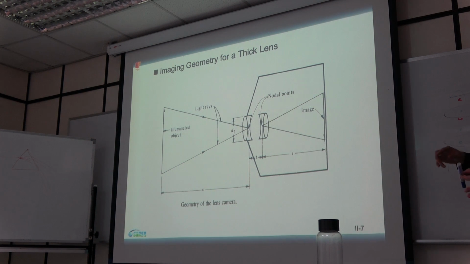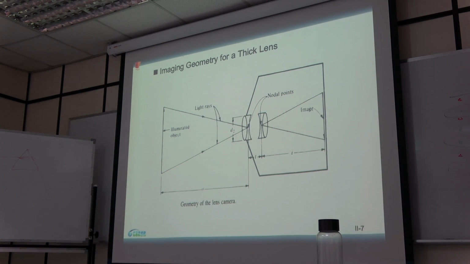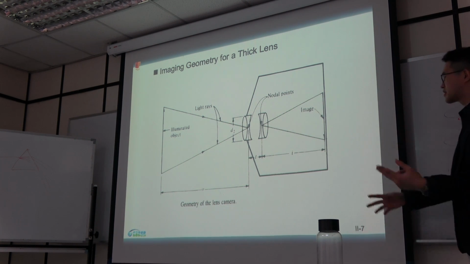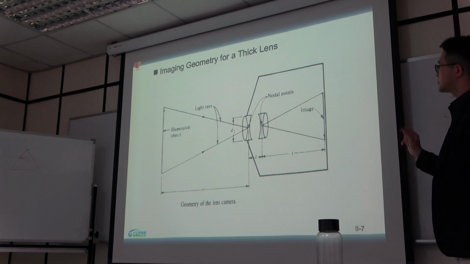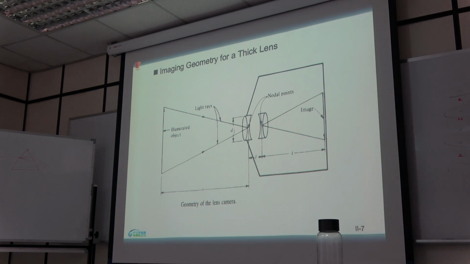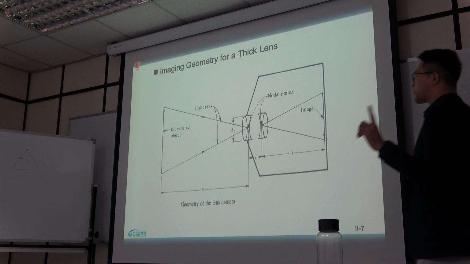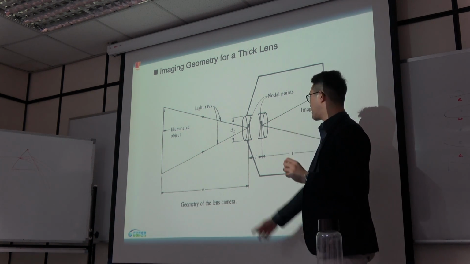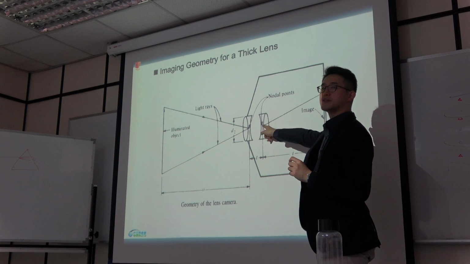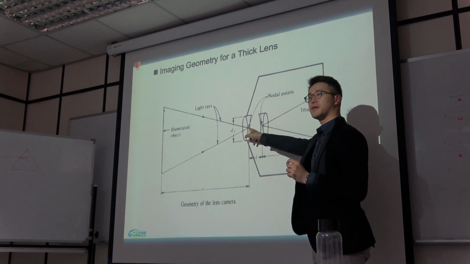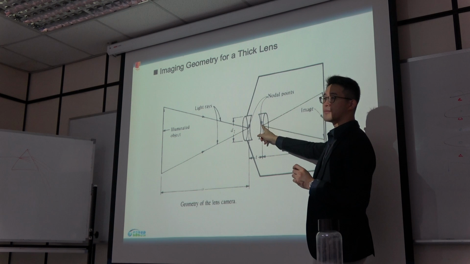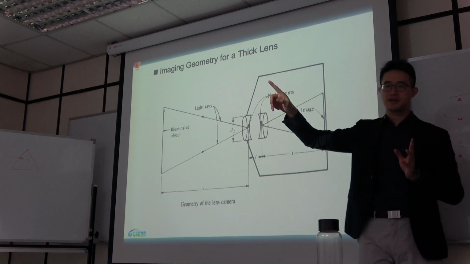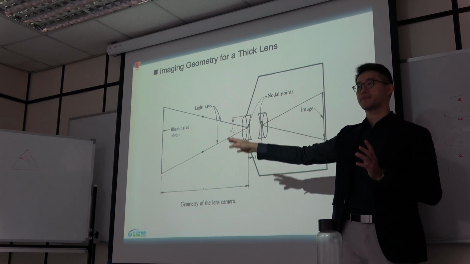Front nodal point and rear nodal point. In Chinese, it's called 前节点 and 后节点, 前 and 后, front and rear. Alright, so yeah, that's the image geometry. And usually the principal point that we talk about is the rear nodal point. It's this one instead of this one. The rear nodal point is the perspective center that we're talking about. Right?